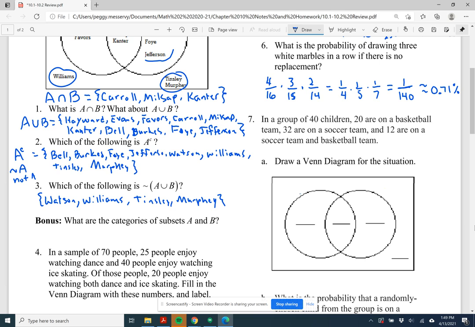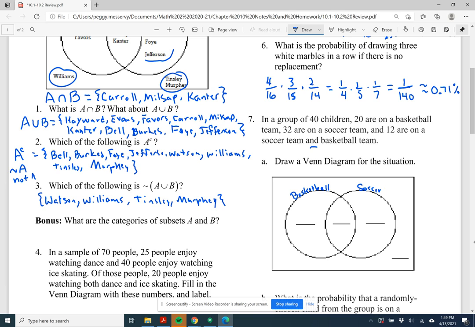In a group of 40 children, 20 are on a basketball team, 32 are on a soccer team, and 12 are on a soccer and basketball team. We're going to draw a Venn diagram. So, this is going to be my basketball circle over here. This is going to be my soccer circle over here.